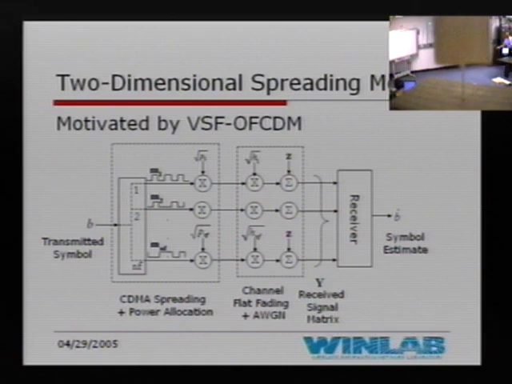So now we are going to propose a conceptual model to analyze this scheme better. In our scheme, we have a symbol that we want to transmit, and we replicate this over NF subcarriers. Along each subcarrier, we spread the symbol with a CDMA code of length NT chips, and we multiply it with a power factor for each subcarrier.